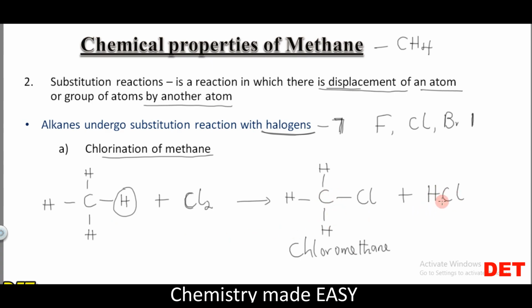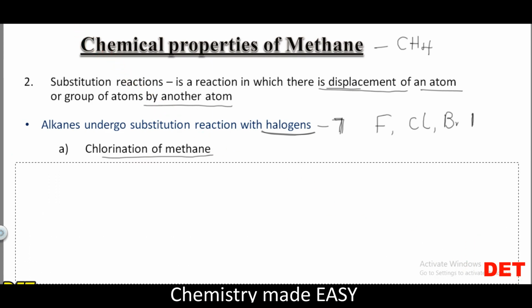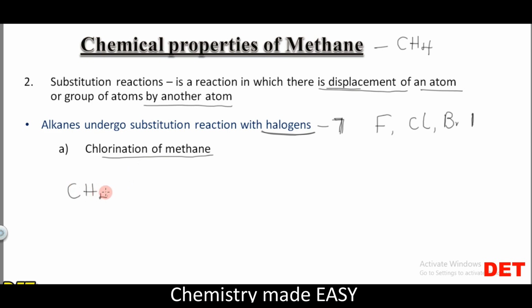Hydrochloric acid. So if I should write this out in a chemical formula, this is when methane, CH4, reacts with chlorine, the reaction is a substitution reaction. One of these chlorine will displace this hydrogen to give you CH3Cl, chloromethane, plus what? HCl.